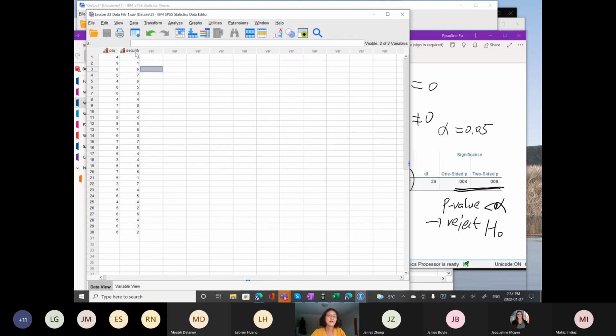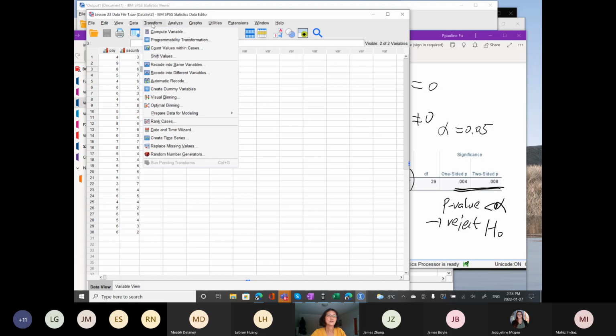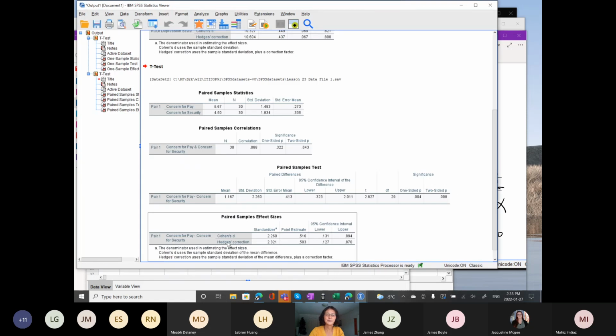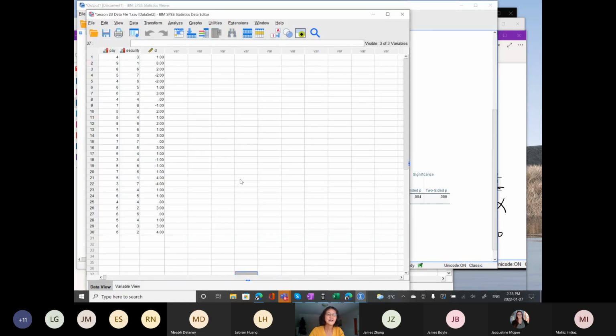So you have pay, you have security. Can you calculate the difference between pay and security? Of course you can. Do the transform compute variable. I'm going to use D to represent the difference. I use pay minus security. That is my D, difference. Then I click the OK button. Now I created the differences. Okay.